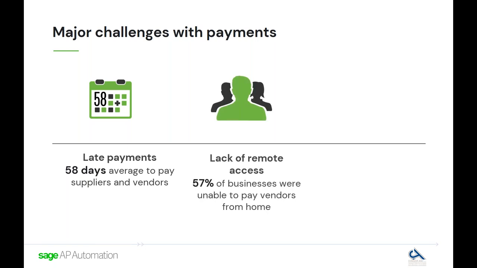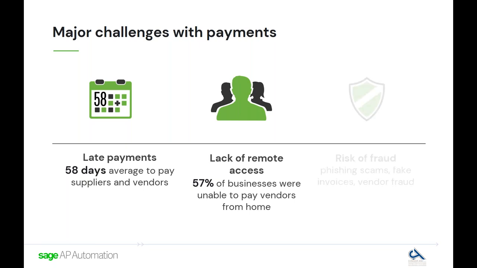So then the next concern is remote access to payment-based processes. So 57% of 600 businesses were unable to make payments while working remote last year. We could assume that most of this was their reliance on traditional or paper-based processes, and that was really what was to blame.